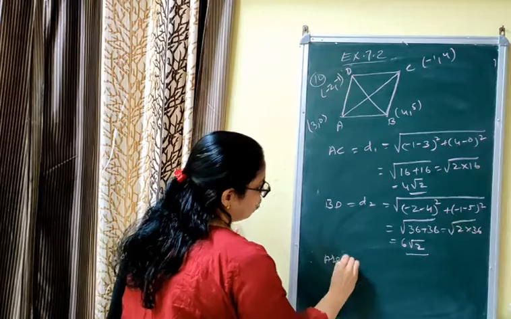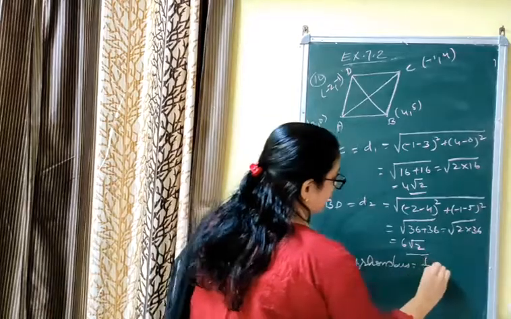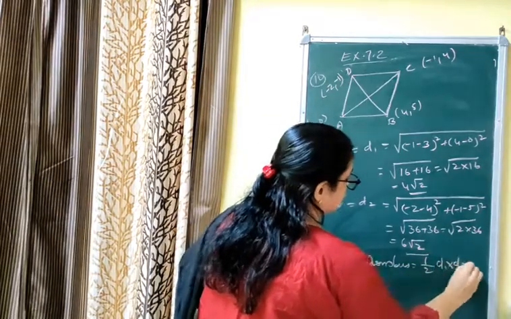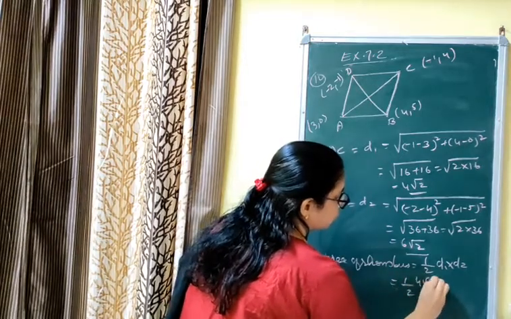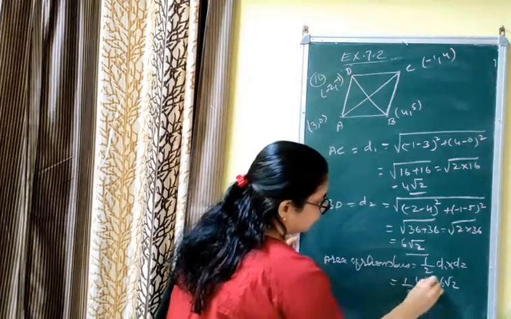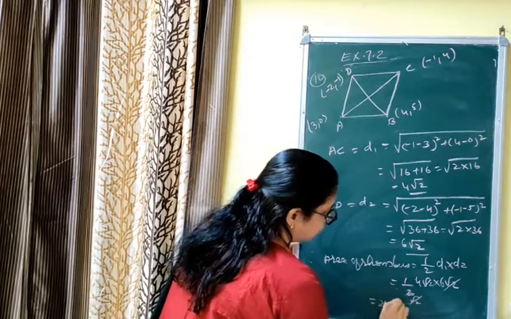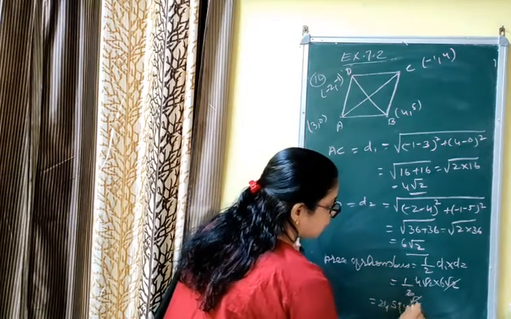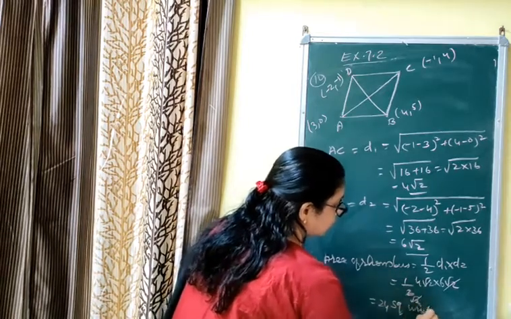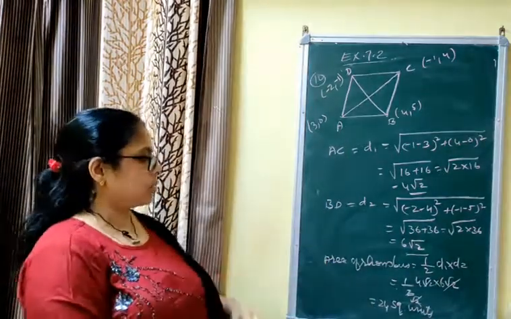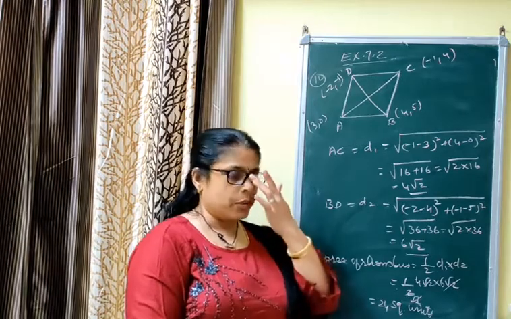Therefore, the area of the rhombus is equal to, the formula is half d1 into d2. That is half into 4 root 2 into 6 root 2. Root 2 into root 2 gets cancelled. Half into 4 into 6 into 2, that is 24. You have to write the unit, square units. That is, the area of the given rhombus is 24 square units. We found this using the formula area of rhombus equals half d1 into d2.